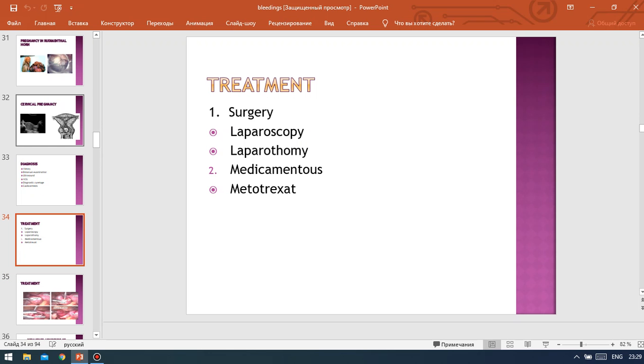How can we treat? The first treatment is surgery, laparoscopy or laparotomy. It depends on the surgeon and on the clinic. Sometimes they are in the village, outside of the city, and they have just laparotomy, and it's not a mistake, and we need to help the patient. But mostly nowadays we use laparoscopy. And medical treatment is when we use methotrexate, you know that it's a cytostatic drug, for extrauterine pregnancy.